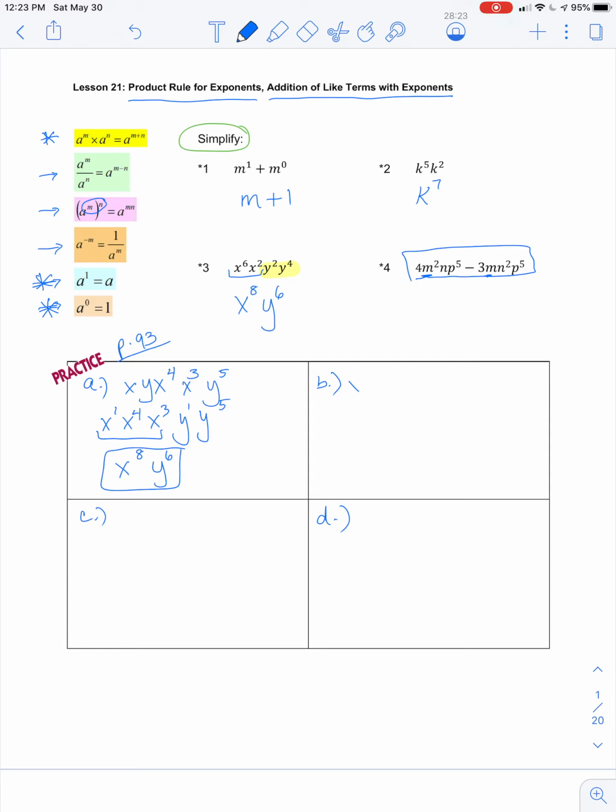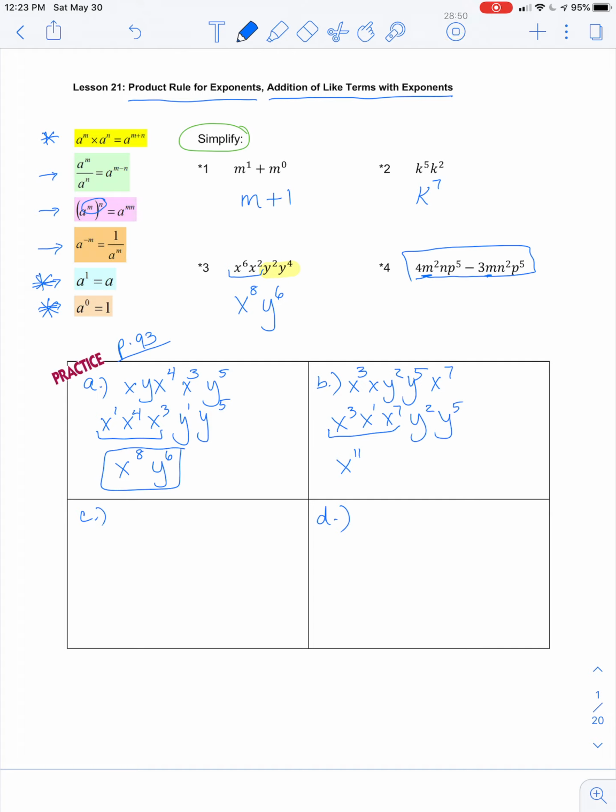Okay, letter B, we have x to the 3rd times x times y to the 2nd times y to the 5th times x to the 7th. I'm going to rearrange those so the x's are grouped together. So I have x to the 3rd times x to the 1st times x to the 7th times y to the 2nd times y to the 5th. We'll put our x's together. So we have x to the 4, 7, 11th power.